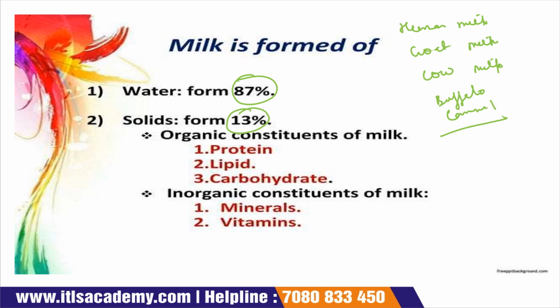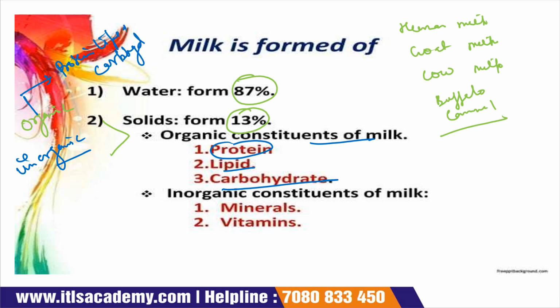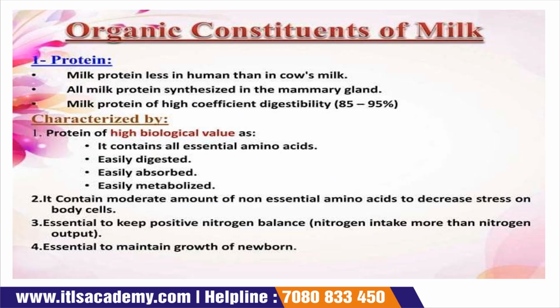And the solid form has two components. One is your organic and another one is your inorganic. Okay, so this organic constituent of the milk contains protein, lipid, carbohydrate. And this inorganic contains minerals and vitamins. Minerals and vitamins.